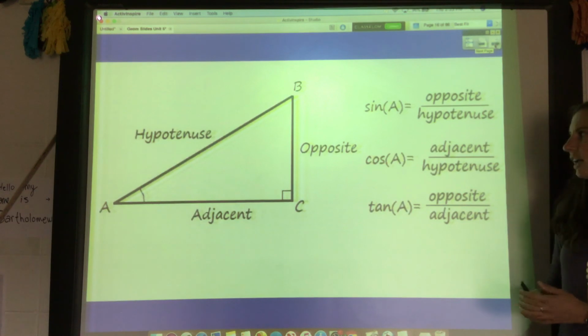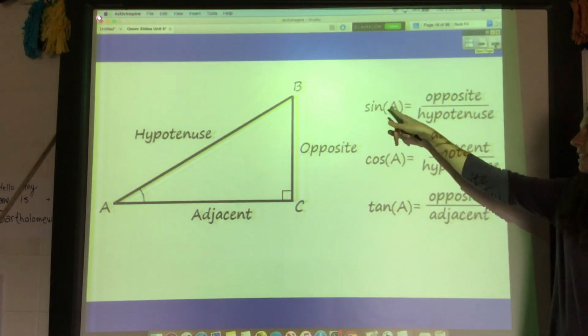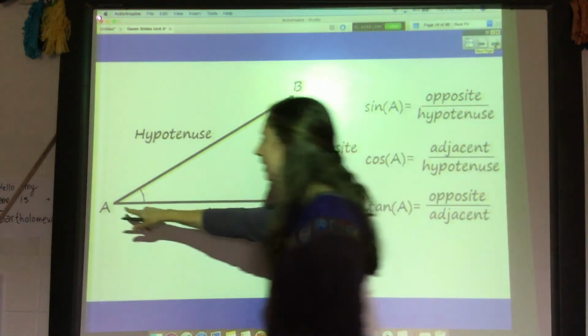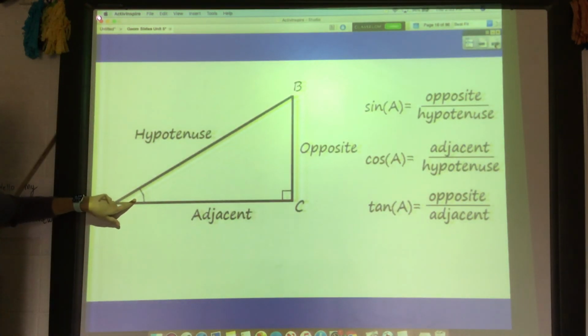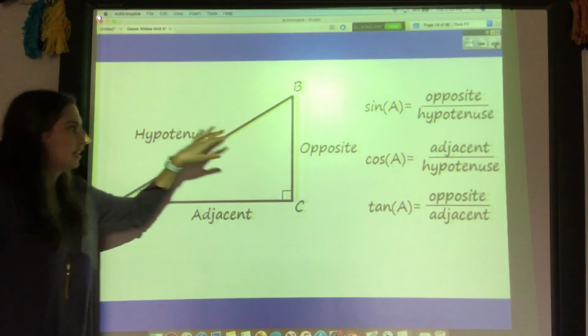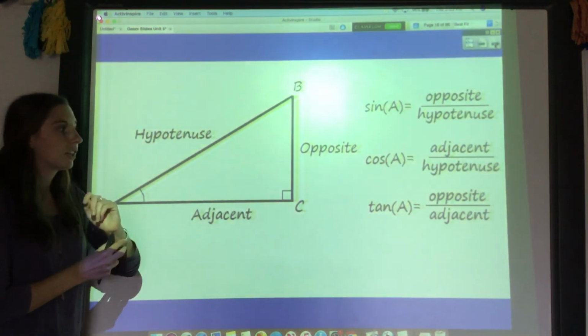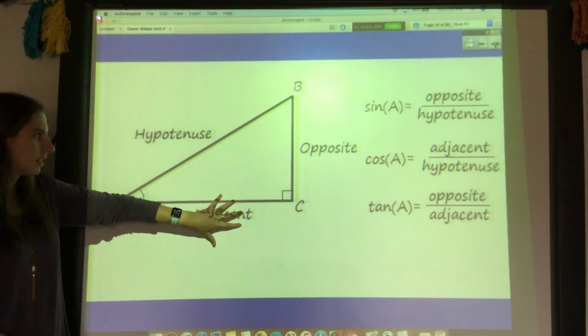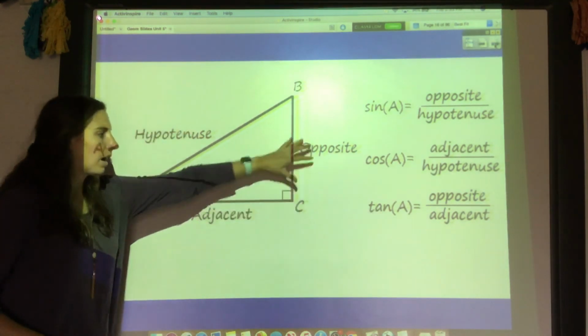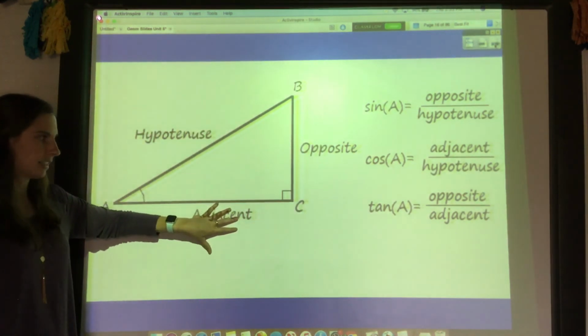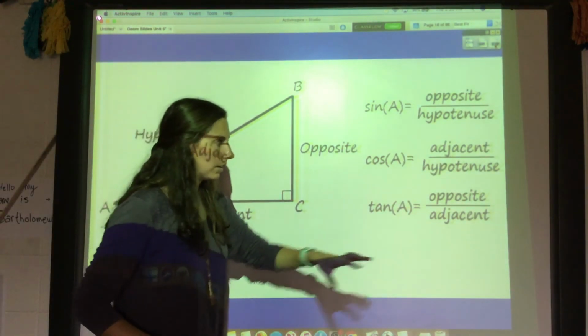Anytime you have a right triangle and you're looking at, in this case, angle A, if I want to find the sine of angle A, I'll just compare the opposite side to the hypotenuse. If I want to find the cosine, I'll compare the adjacent side to the hypotenuse. And if I want to find the tangent, I'll compare the opposite side to the adjacent side. The order matters, by the way.